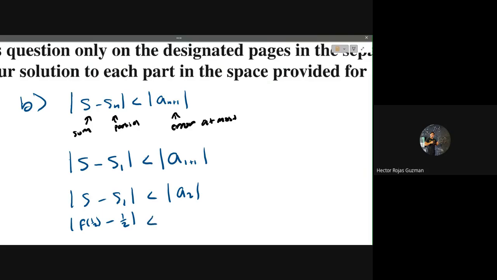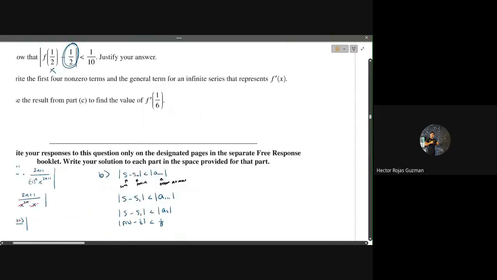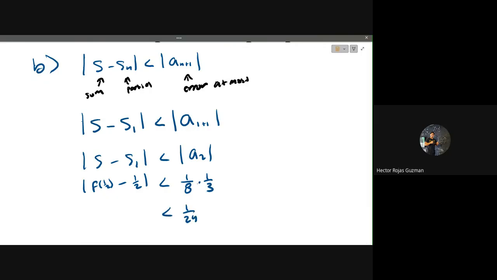And we already said the second term was 1/8, right? Times 1/3, which is 1/24, which is less than 1/10. There it is. We showed that it was less than 1/10. It was worth 2 points, this question.